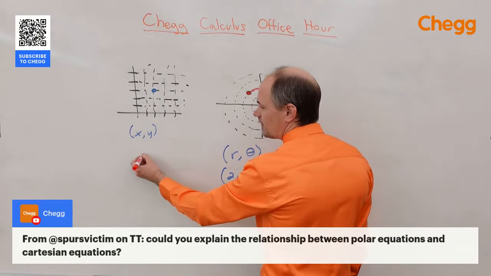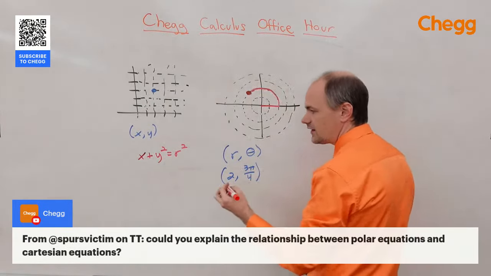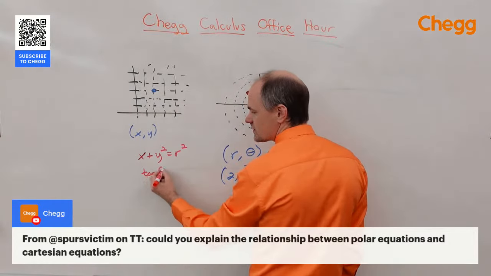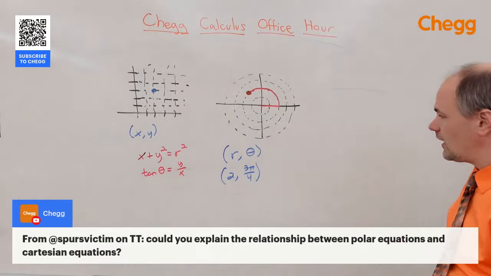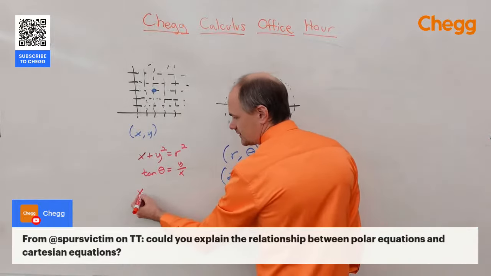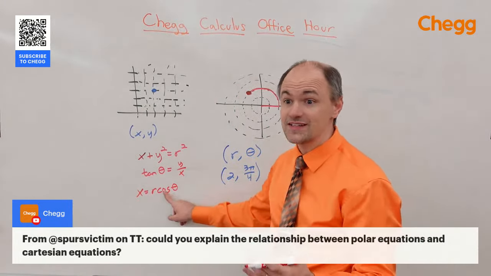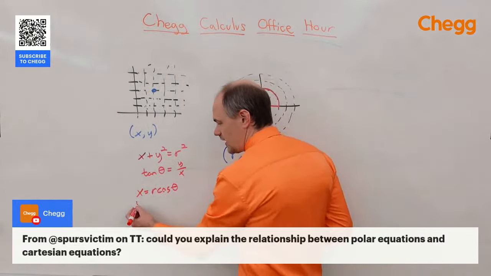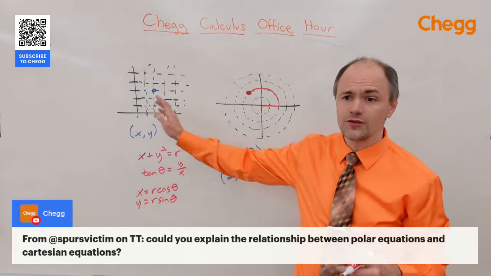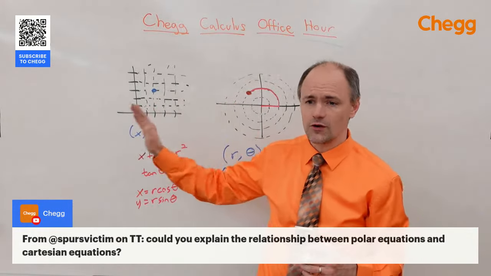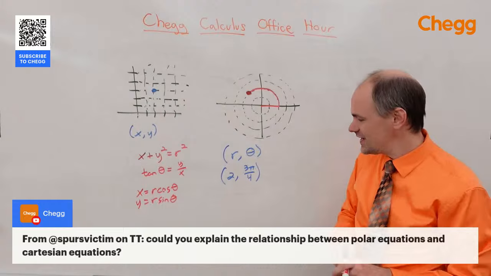Polar. So one of them is the classic x² + y² = r². Another one you'll see is that tan θ = y/x. Another one you'll see is x = r cos θ, and that makes sense because cosine is the x coordinate, and y = r sin θ. These 4 formulas should allow you to move back and forth between polar points and rectangular points.